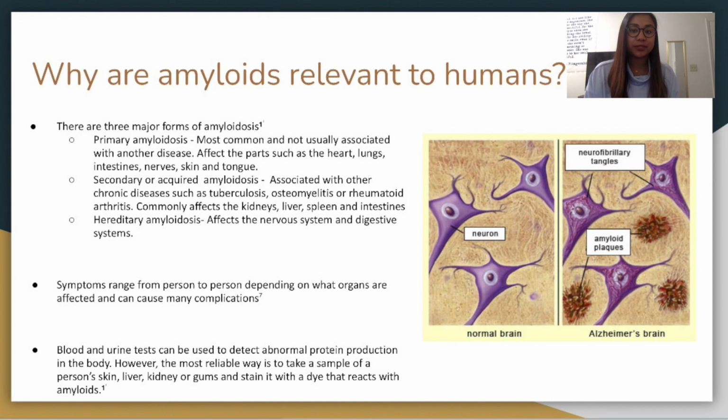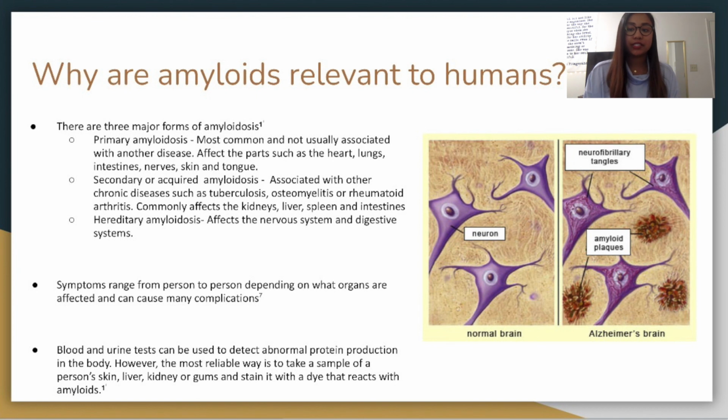Secondary or acquired amyloidosis is associated with chronic diseases such as tuberculosis, osteomyelitis, or rheumatoid arthritis, and it commonly affects the kidneys, liver, spleen, and intestines. With secondary or acquired amyloidosis, once the chronic disease is treated, the amyloids tend to go away. With hereditary amyloidosis, it affects the nervous system and the digestive system.